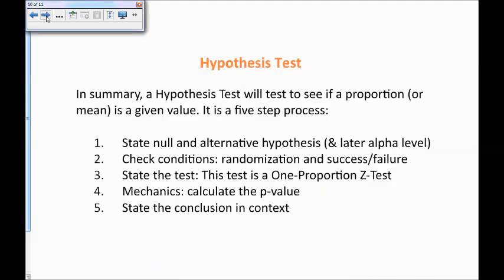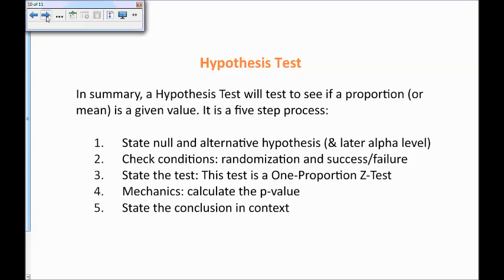Okay, so in summary, here is the 5 steps of a hypothesis test. You first state the null and alternative hypotheses. Okay, later you will also state the alpha level, but that's for a future chapter. You will next check the conditions. The 2 most important conditions to check are randomization, stating exactly why you can assume that this is a random sample, and checking the success-failure condition by plugging numbers in and making sure n times p and n times q are both bigger than or equal to 10.